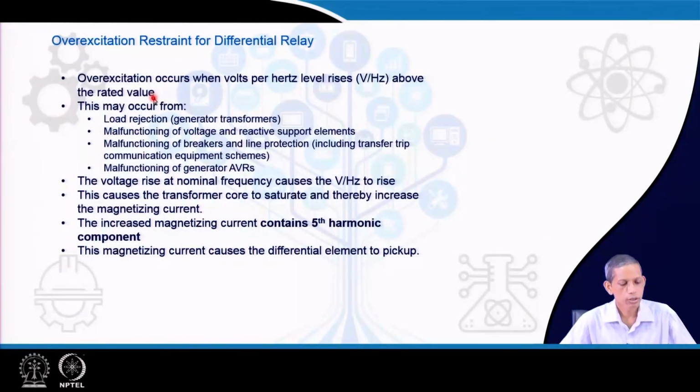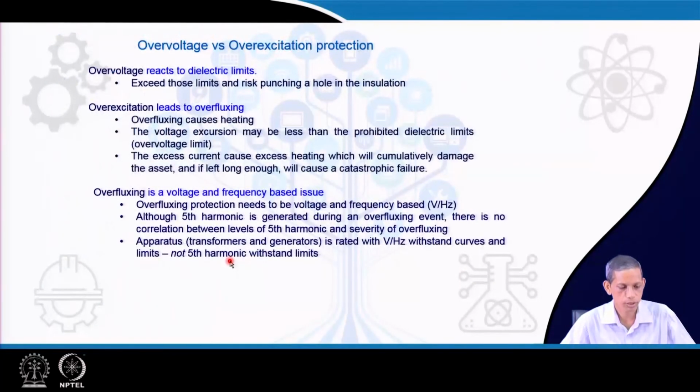One thing we say is that for the differential relay, over excitation occurs when the volt per hertz is above the rated value. This may occur from load rejection, or malfunctioning of voltage and reactive power support. When the voltage is high, there is an increment of flux in the core that leads to a large amount of current in the magnetizing path. The malfunctioning of the AVR and other issues may lead to such a situation, and the voltage at nominal frequency causes the V by hertz to rise. This causes the transformer core to saturate, which contains a large amount of fifth harmonic, and that can lead to malfunction of the differential relay.